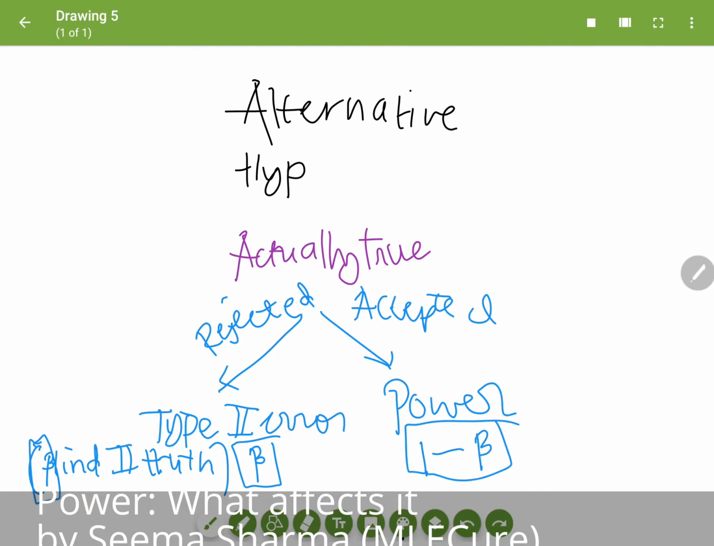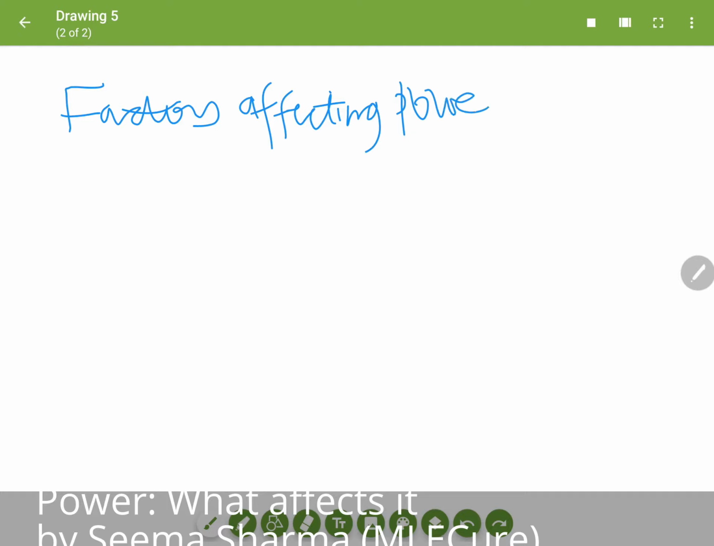See? Isn't that neat? But now to the important stuff. I mean the really important stuff. And that is what affects power. So the factors affecting power. And this is something that a lot of people think they know well, but they really don't.